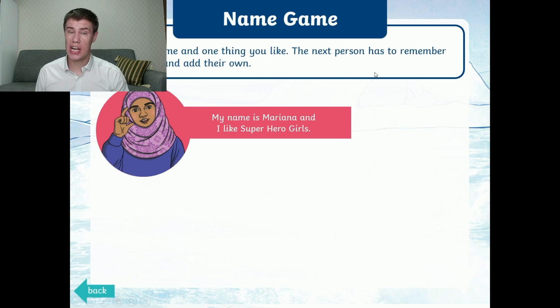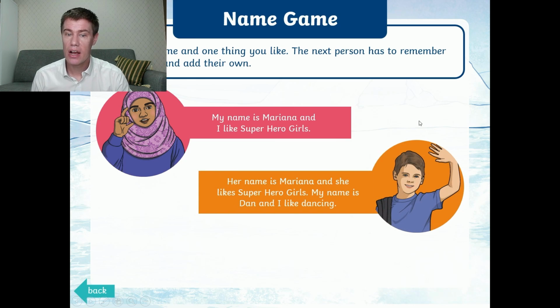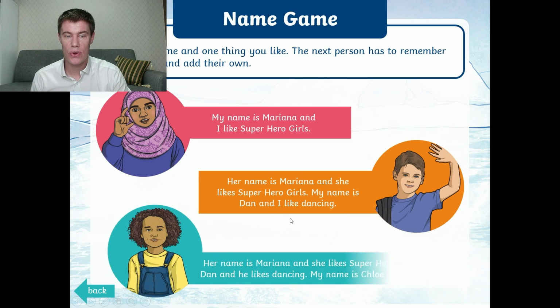If you have a very large class, more than 10, maybe you want to split them into groups, but I think around 8 to 10 is good. My name is Mariana and I like superhero girls. And then the next person has to say, her name is Mariana and she likes superhero girls. My name is Dan and I like dancing, and so on.